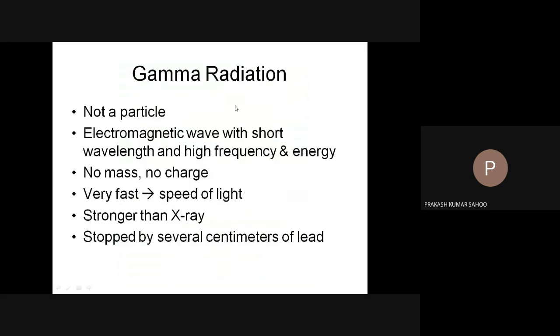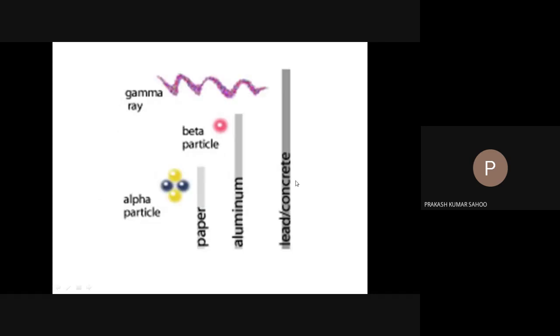Then we have the gamma ray. This is not a particle, this is just an energetic ray with short wavelength and high frequency and energy, no mass, no charge, very fast, with the speed of light, stronger than X-ray, and stopped by several centimeters of lead. So this is the gamma. This is X-ray and this is the gamma ray. These are very much complementary to each other.